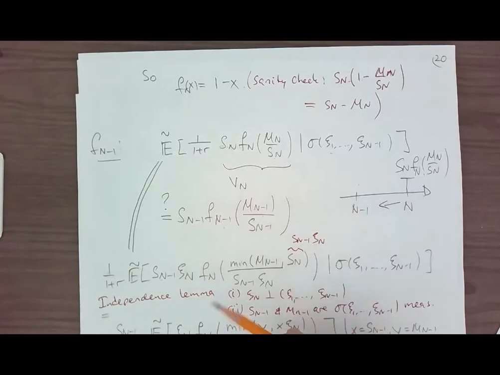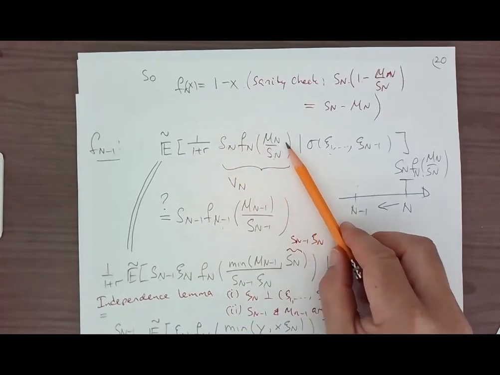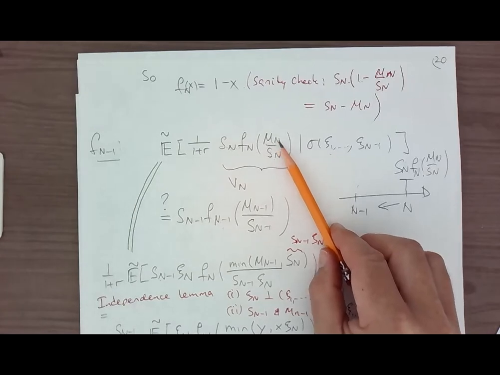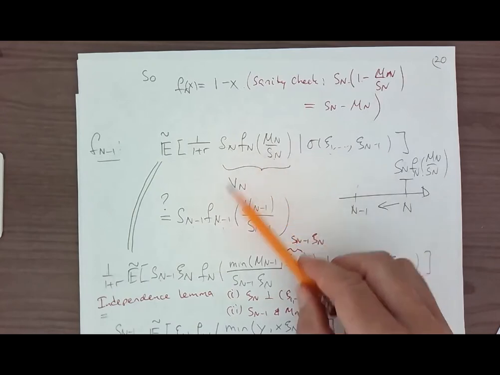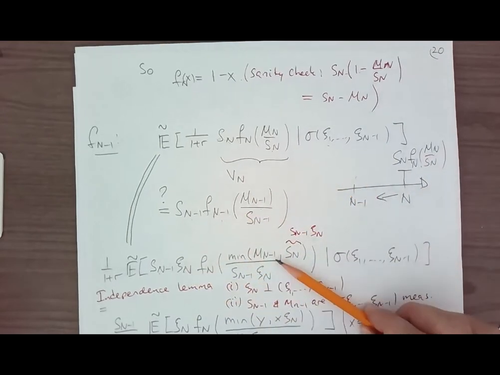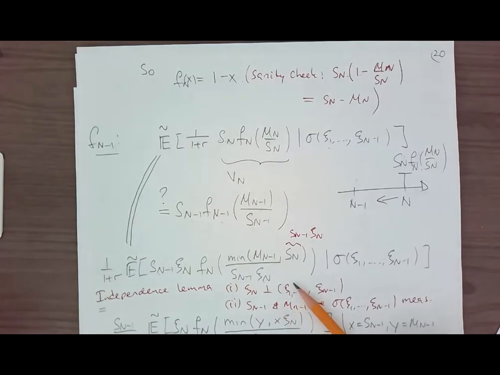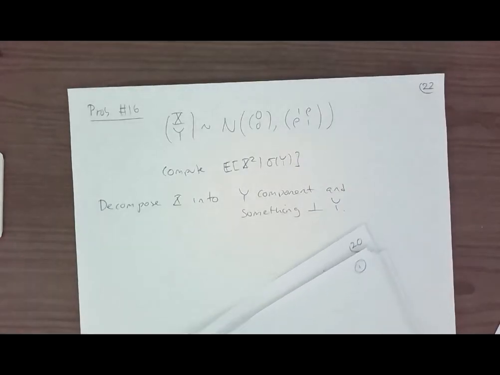It's a mess of a calculation, but what we want to do is decompose this into something which is measurable with respect to the sigma algebra, and then something that is independent. And as soon as you have that structure, you can use the independence lemma. Those are the two properties you need: something that's independent and something that is measurable. So what we're doing here is nothing else. But how would one go about doing this?